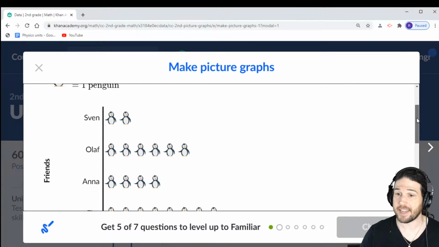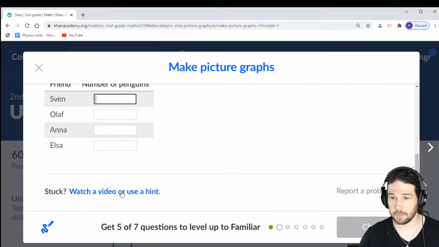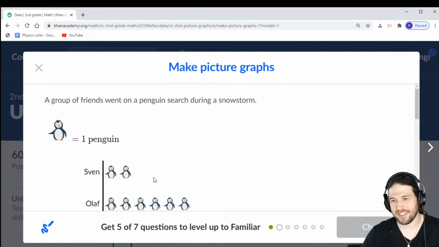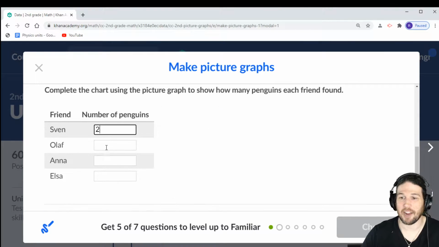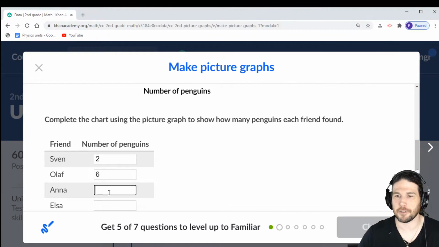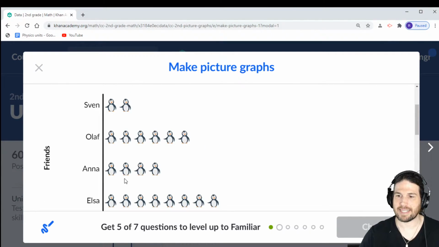So it looks like Sven saw 2. It looks like Olaf saw 6. I wonder where they got these names from. Anna saw 4. And Elsa saw 1, 2, 3, 4, 5, 6, 7, 8.